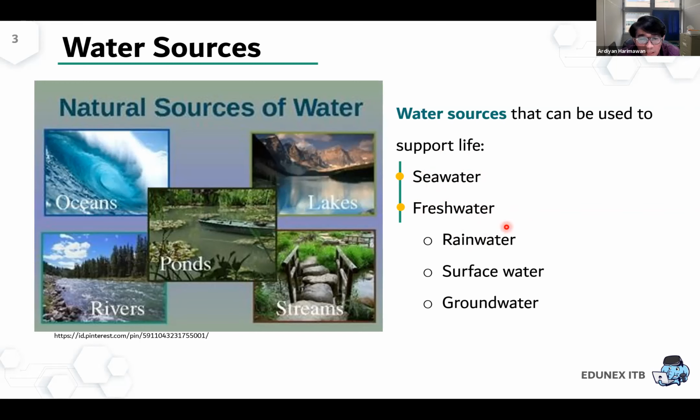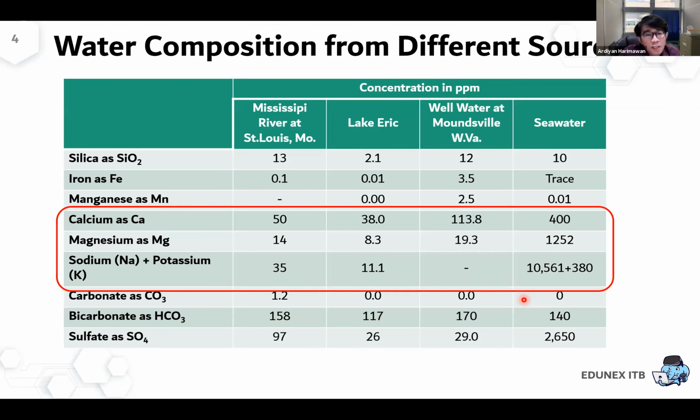It can come from the rainwater. It can be in the form of surface water or groundwater. However, like I have mentioned before, the characteristic of water will be different depending on the source. So for this table, you can compare the river and then lake and then well water and then seawater. Okay, I think the most obvious one is seawater.